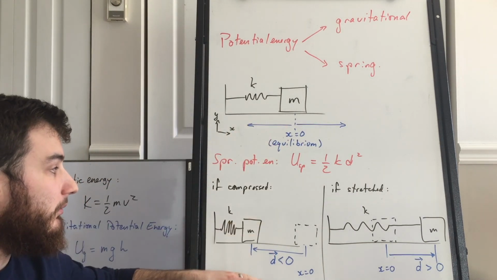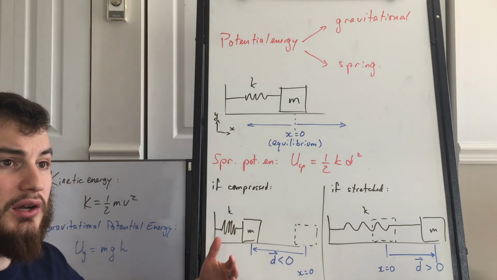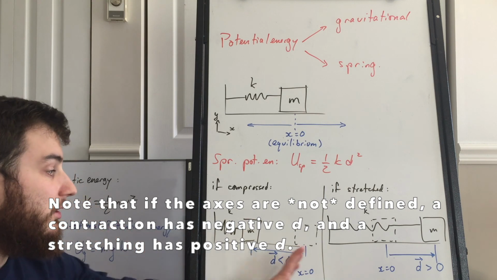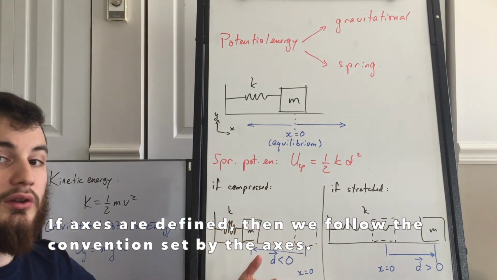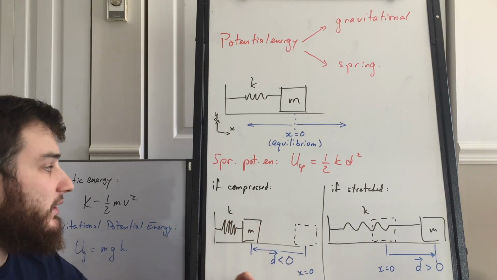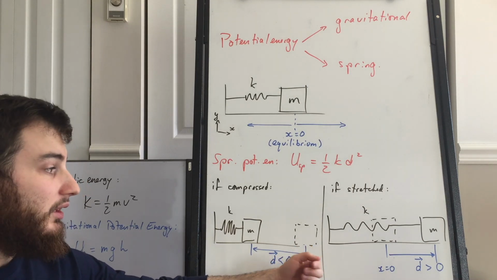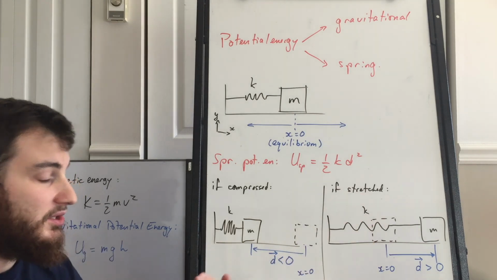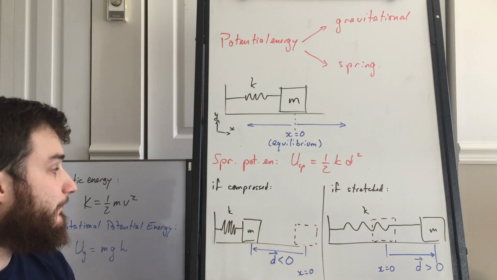Starting from equilibrium, the spring can be compressed, in which case we will have what we call a negative displacement. The position is to the left of the origin, that is here. Therefore, the displacement, x final minus x initial, is negative. If the spring is stretched, on the contrary, then we will have a positive displacement because the final position is to the right, greater than what x equal to 0 was.